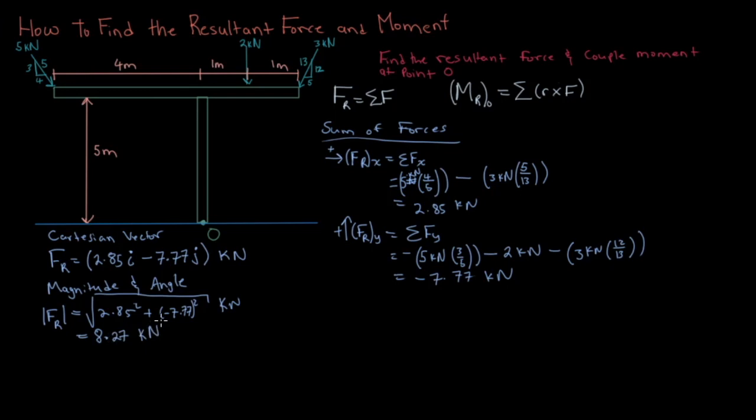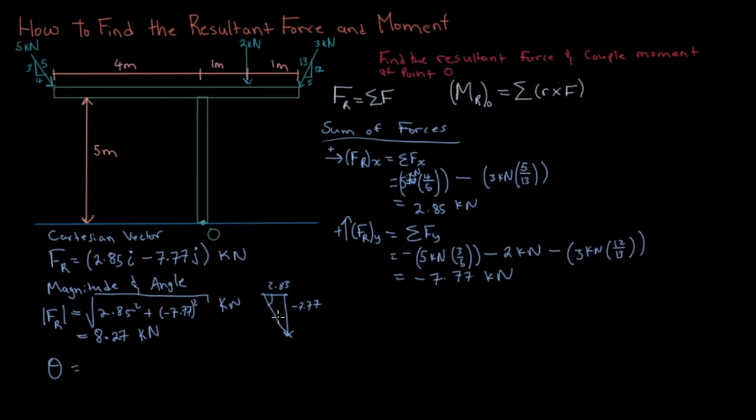All right, and then the next thing we have to find is the angle, which is theta. If you look at it this way, we have the x component, which goes like that, and then the y component goes down like so. Now depending on which angle you want, we'll use this angle here. So if this is 2.85 and this is negative 7.77, what this means is that this side here is going to be the opposite, and this side here is going to be the adjacent.